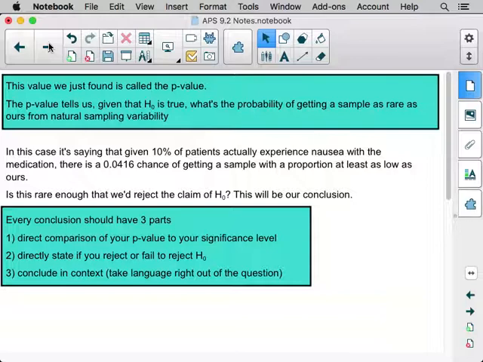And again, what it tells us is, assuming that that first claim is true, the probability of getting a sample as rare as ours. In this case, I even labeled that out for you so you didn't have to write it yourself. So in this case, what we're saying is if 10% of patients actually do experience nausea, there'd be only about a 4% chance of us getting a sample like ours, okay? Now, again, that's pretty rare. It's only 4% of the time. That's gaining evidence that that first claim was wrong, isn't it? If this is super rare to happen, we are gaining evidence against that initial claim, all right?